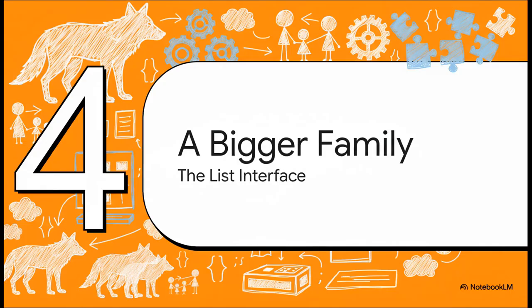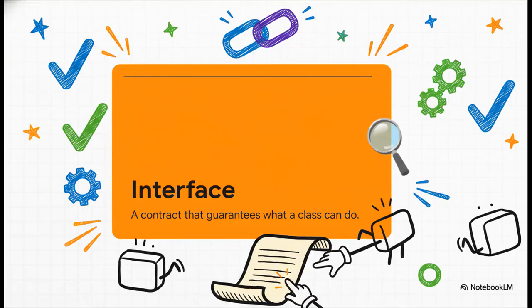All right, stay with me for a quick bit of theory here. It's actually pretty important because the ArrayList isn't some lone wolf. It's part of a much bigger family. That family is built around something called an interface. Now, don't let the technical term throw you. An interface is really just a contract. It's a set of promises that says any class that signs this contract must have certain abilities.